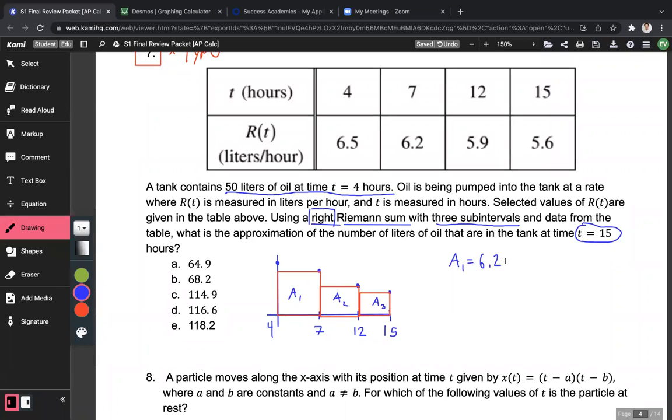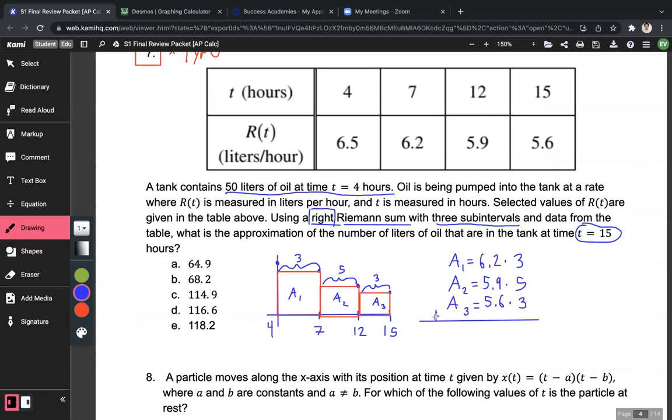So 6.2 times a width of 3. Maybe I'll annotate that just because I want to be pedantic, what my widths are. Okay. My second area is given by my height, 5.9, times my width, which is 5. My third area, my final height is 5.6. And my width is 3.